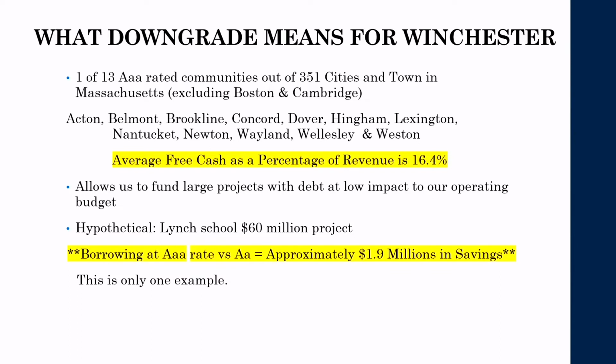A AAA bond rating allows us to fund large projects with debt at low impact to our operating budget. So hypothetically, and I mean hypothetically, because I know no numbers have been put out, if the Lynch School project came in at $60 million, the difference between borrowing at a AAA bond rating or AA bond rating would save the town approximately $1.9 million. And this is only one example. Think about all the capital projects we borrow on and add that together.